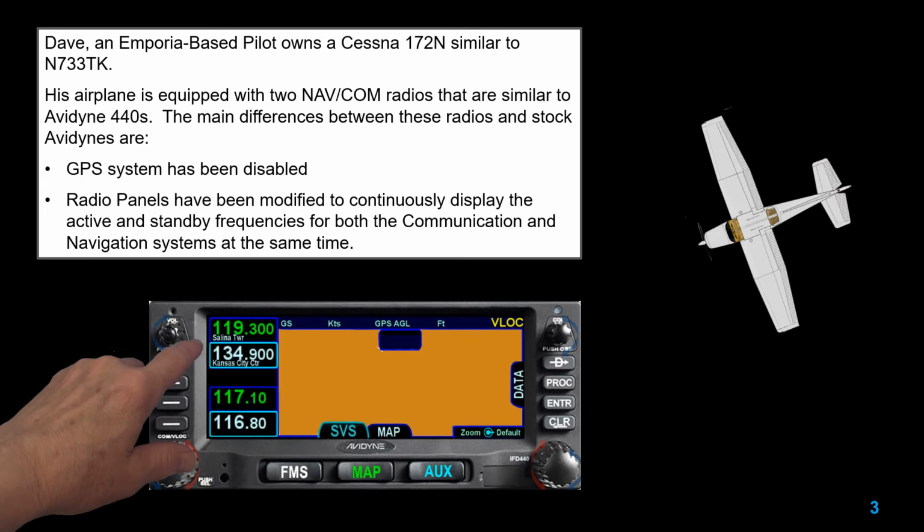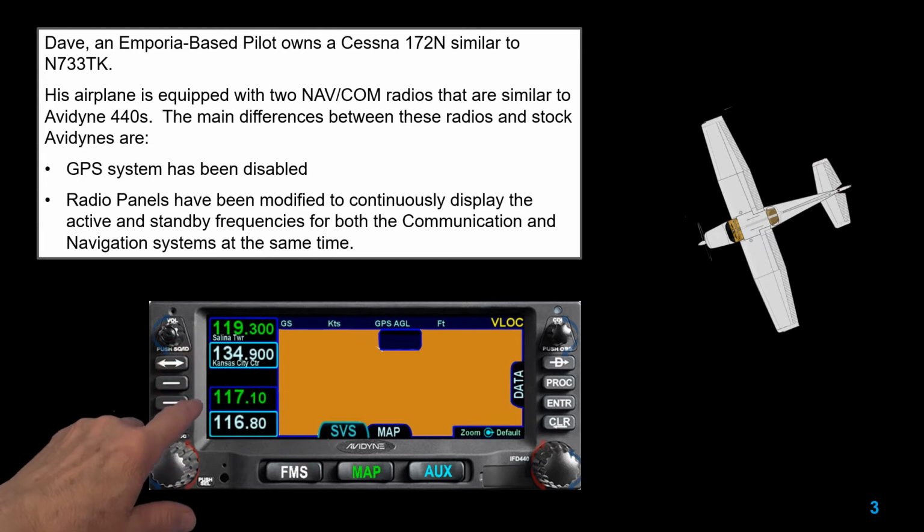White is the standby and green is the active one. Below you have the navigation frequencies. Again, white is the standby and green is the active one.